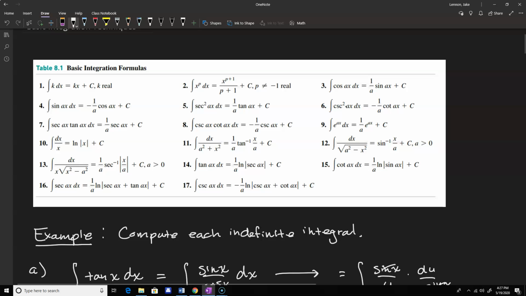Anyway, those are some of the more complicated ones. From here on out, we'll move on to integration by parts next.